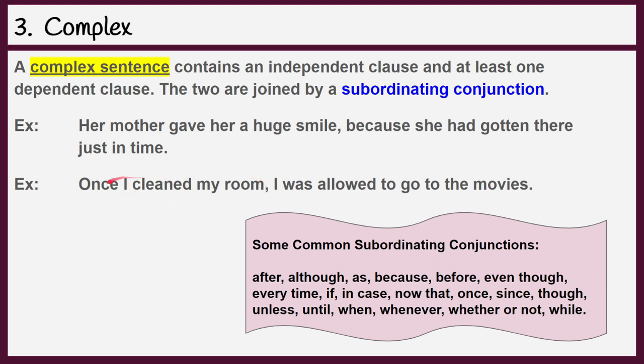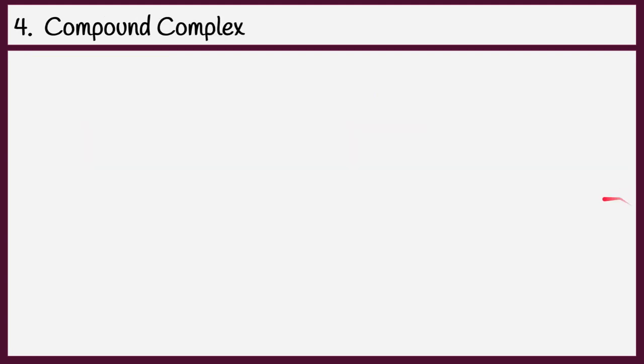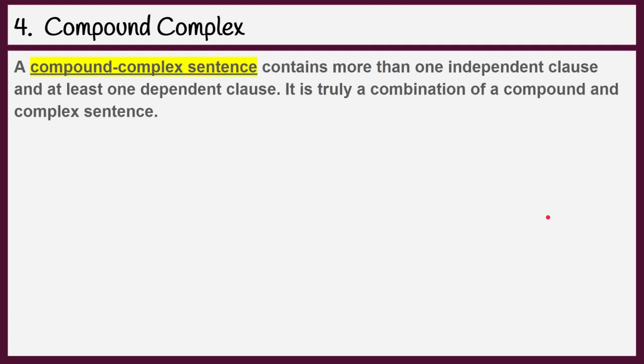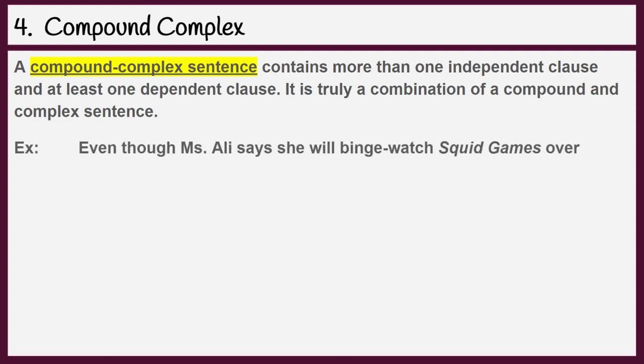So that's how you know that this part is dependent. It needs the second half of the sentence for the first half to make sense. Compound complex. So these are sentences that contain more than one independent clause and at least one dependent clause. It's a combination of a compound and a complex sentence.